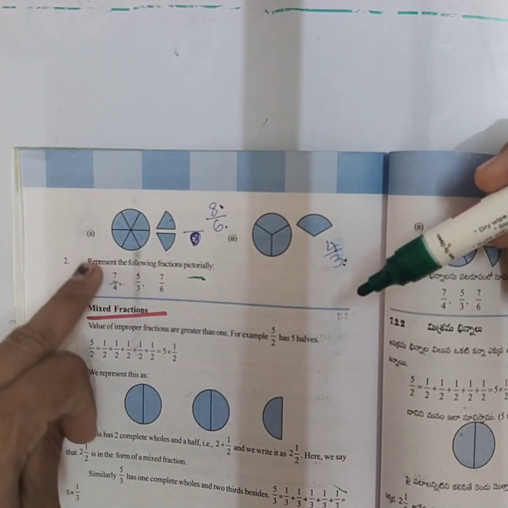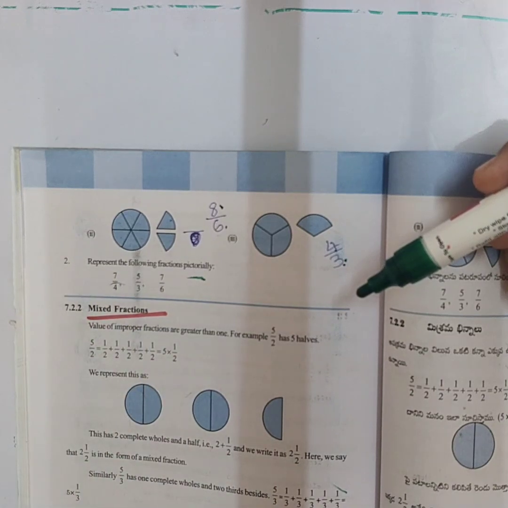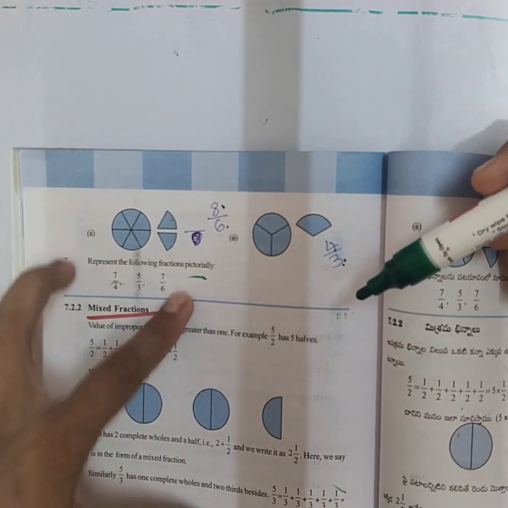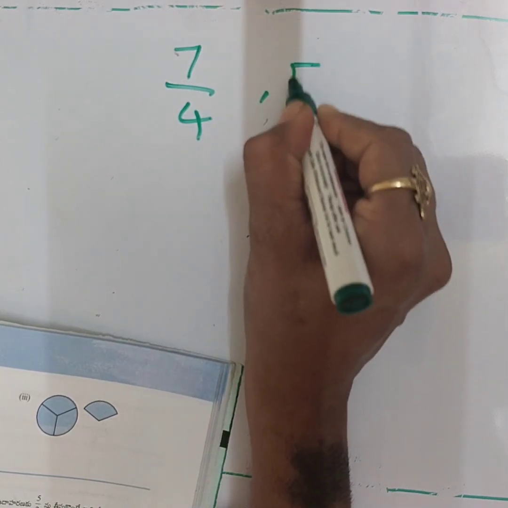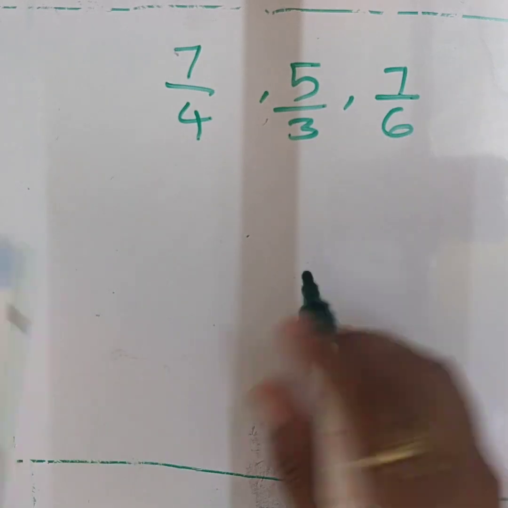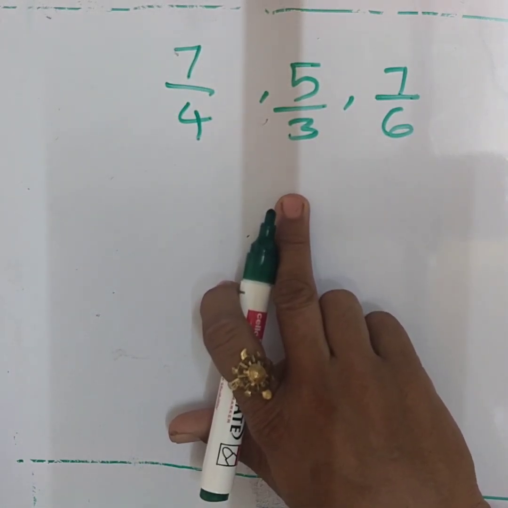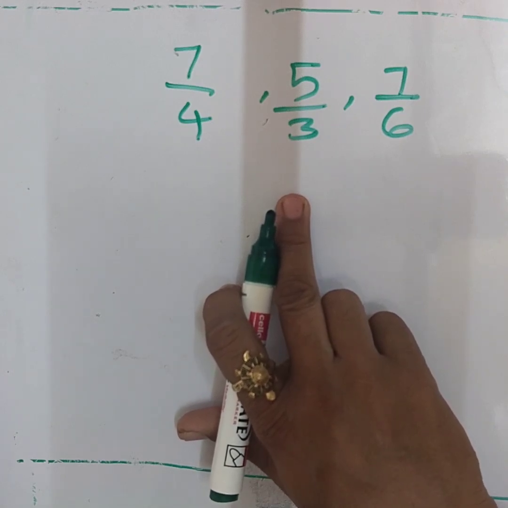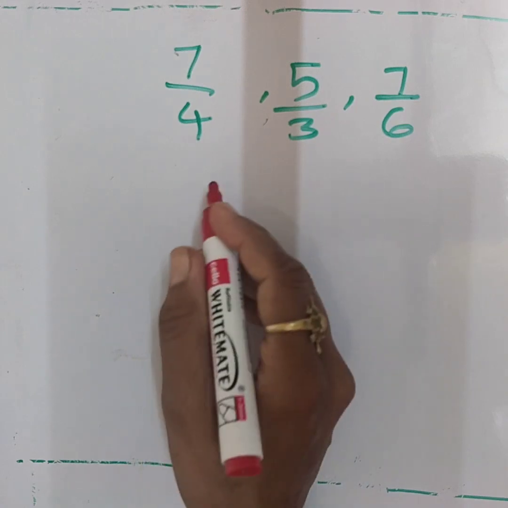7 by 4, 5 by 3, 7 by 6 are given in question number 2. So we are going to represent these fractions pictorially. What are they given? 7 by 4, 5 by 3 and 7 by 6. If you observe, these are all improper fractions. So these improper fractions we are going to show pictorially.